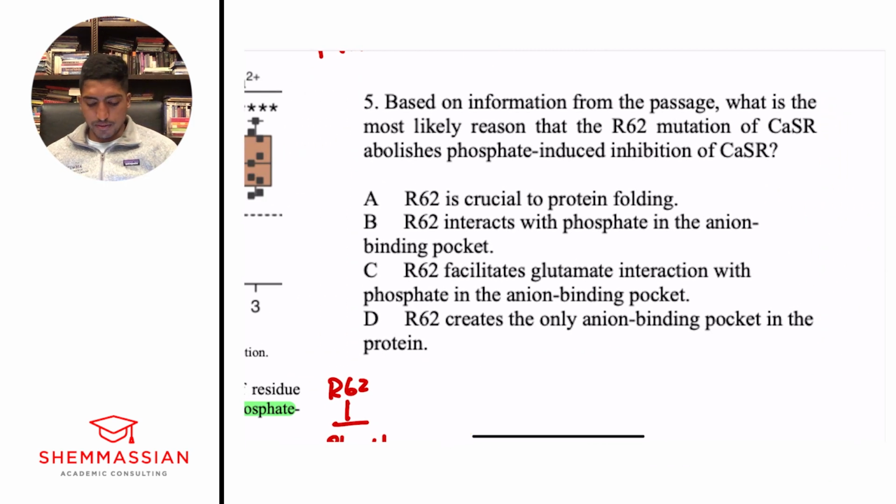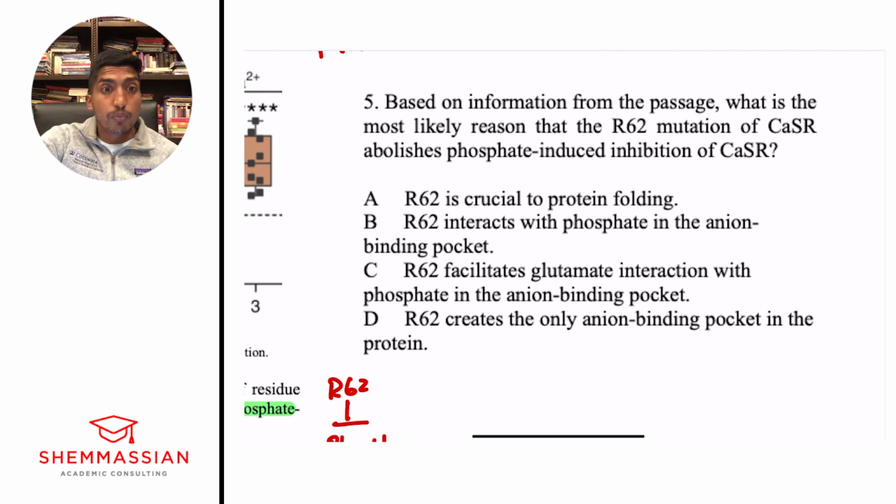Based on information from the passage, what is the most likely reason that the R62 mutation of CASR abolishes phosphate-induced inhibition of CASR? Is A, R62 is crucial to protein folding? B, R62 interacts with phosphate in the anion binding pocket? Is C, R62 facilitates glutamate interaction with phosphate in the anion binding pocket? Or D, R62 creates the only anion binding pocket in the protein?